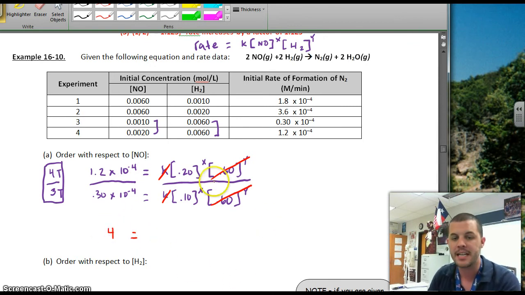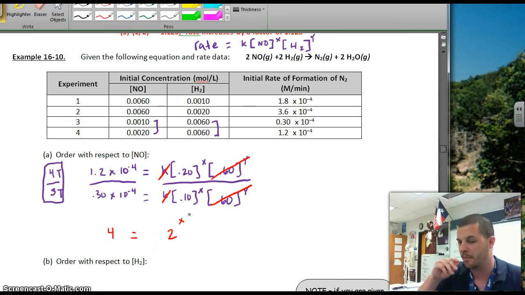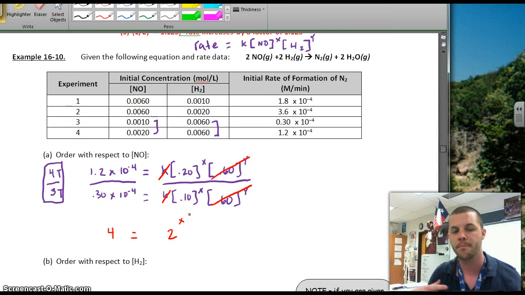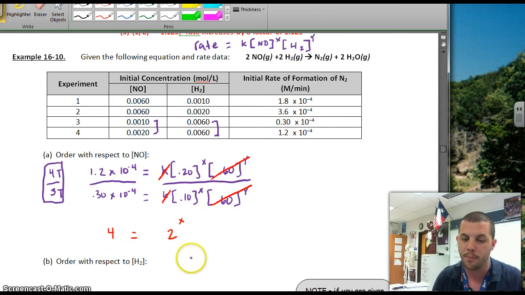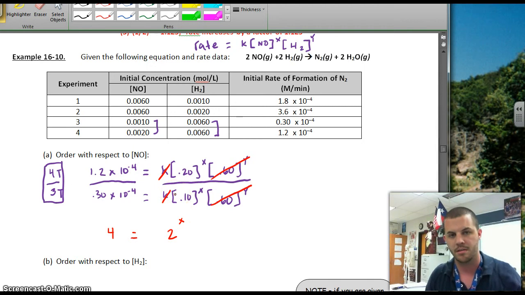Now I need to combine 0.20 over 0.10 to the X. I can go ahead and combine these: 0.20 divided by 0.10 is 2, and then we bring down the X power. So what I have is 4 equals 2 to the X power. A lot of y'all can probably see right now what X equals, because we're using easy numbers. Most of y'all can say, 2 squared is 4, so obviously that's my answer. But if this were like 18.3 and this were 3.682, then you need to know what to do from there.